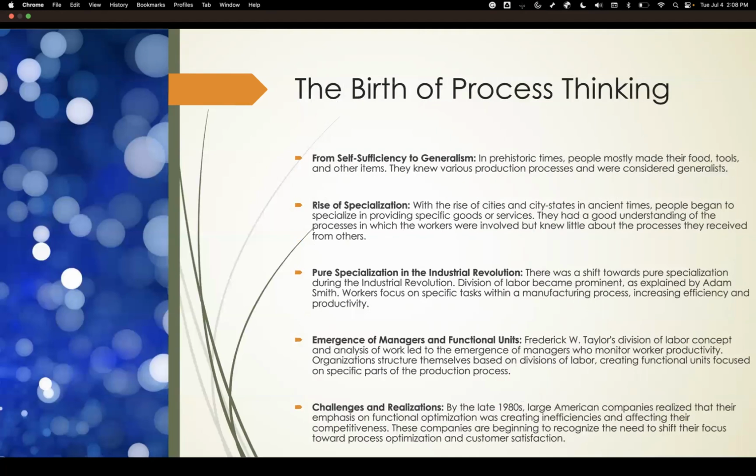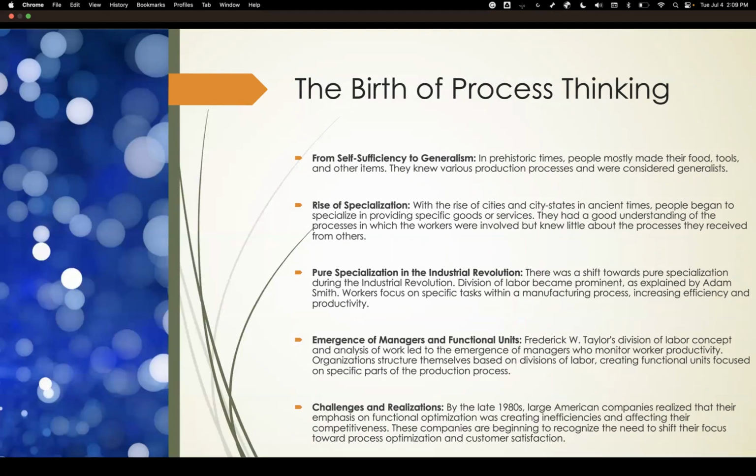The birth of process thinking. From self-sufficiency to generalism. In prehistoric times, people mostly made their own food, tools, and other items. They knew various production processes and were considered generalists.